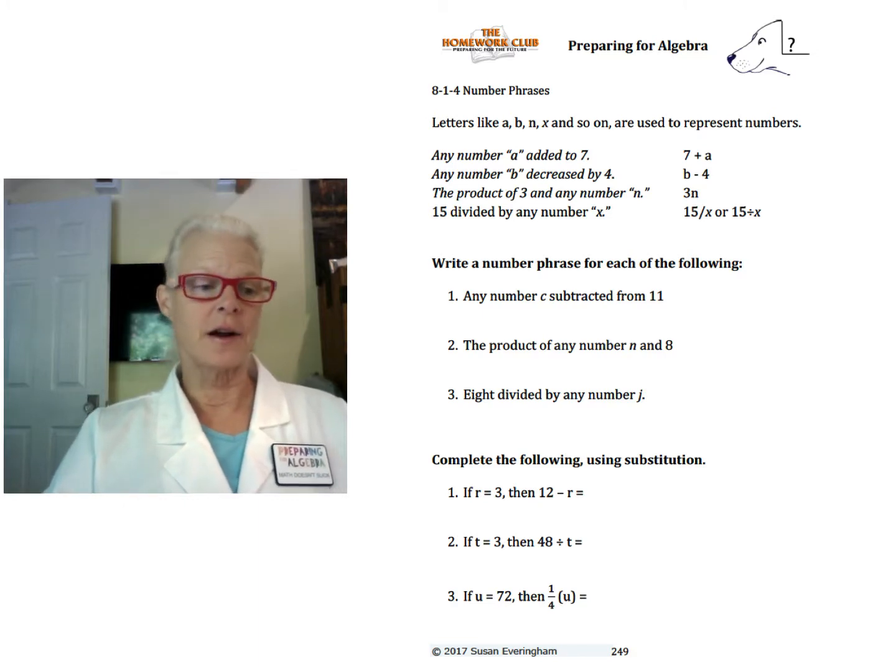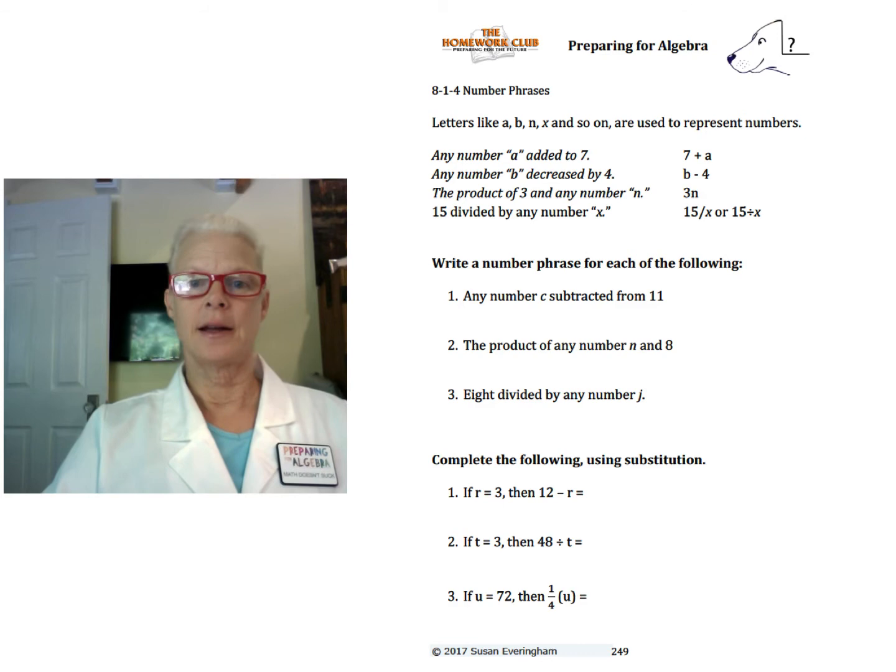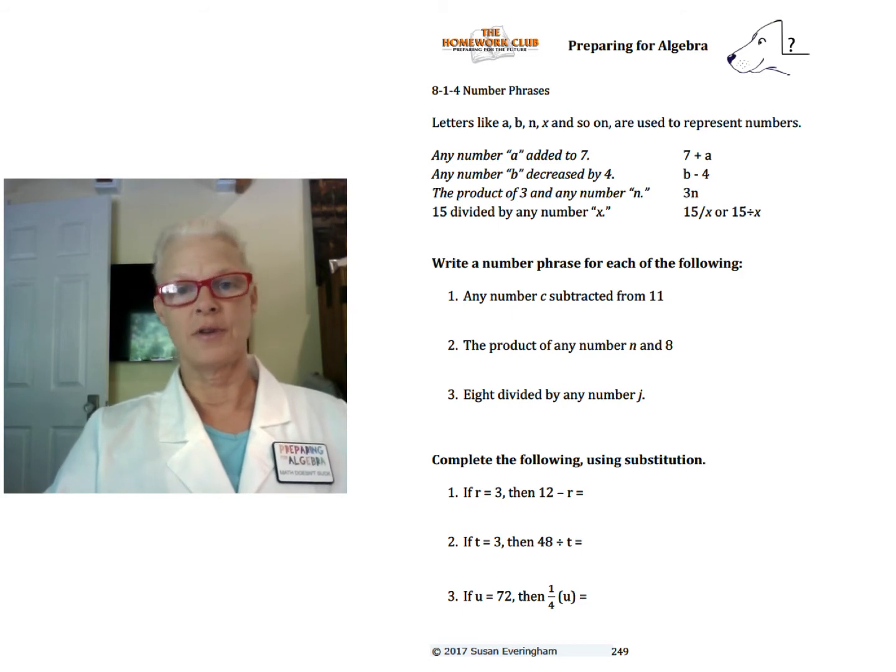Page 249 are number phrases, and at the bottom of this page is substitution. Now, number phrases are, again, just the expressions, no equal signs. So I want you to write out, for example, any number C subtracted from 11. What does that number phrase look like? The examples on top will help tremendously.